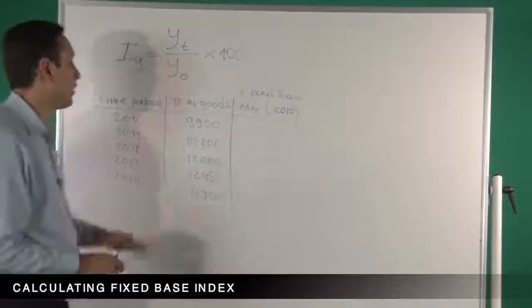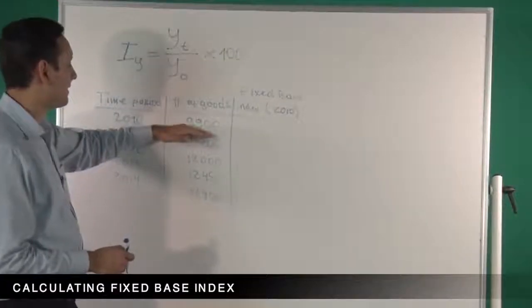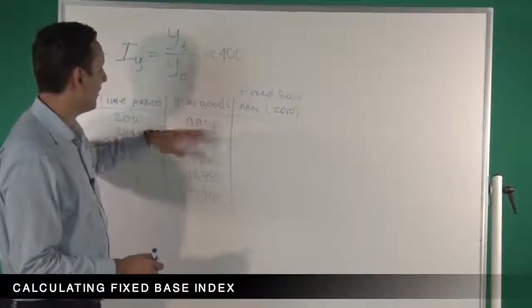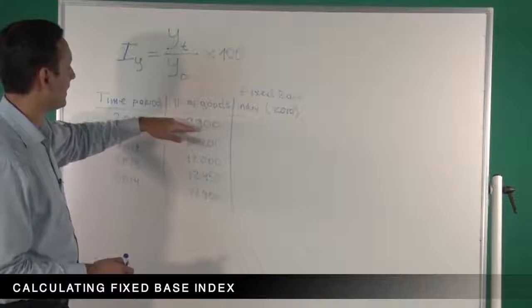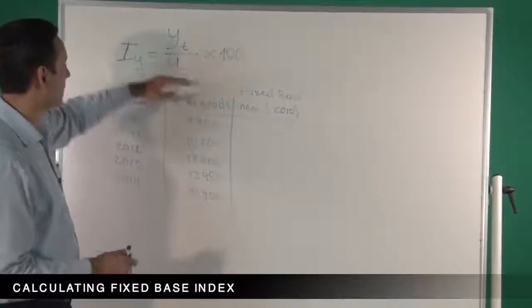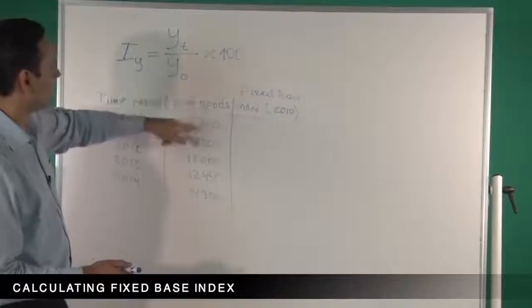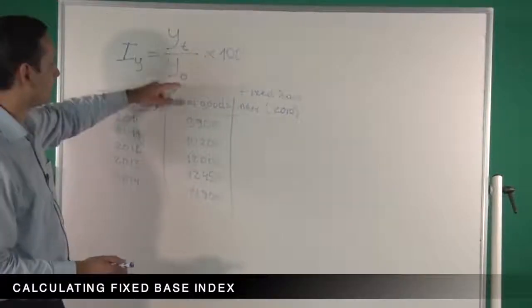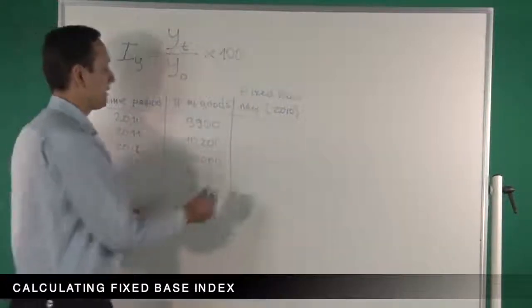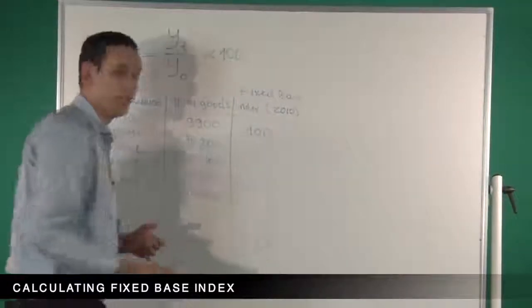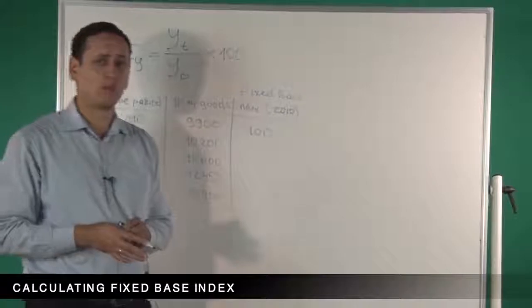2010. So in order to find the fixed-based index for 2010, we will have to divide this number, 9,900, by itself, because this is the base year. And basically, 9,900 divided by 9,900 multiplied by 100 is going to be 100. For the base year, the index will always be 100.